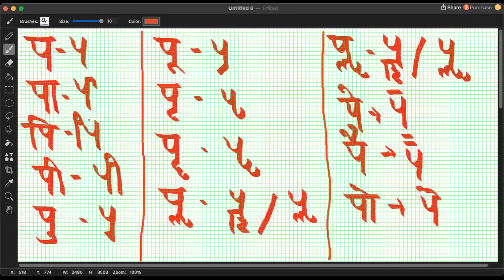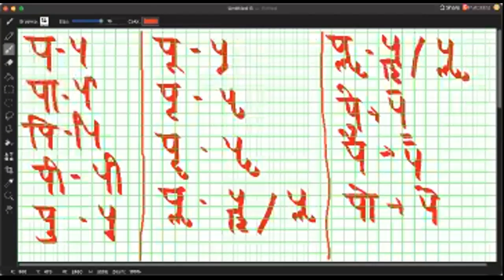I guess what she is trying to say is that the actual E and E in Sharda and Devanagari are different, but the way you write it when you put it together, it's almost identical except for the fact that there is no Shiroreka.